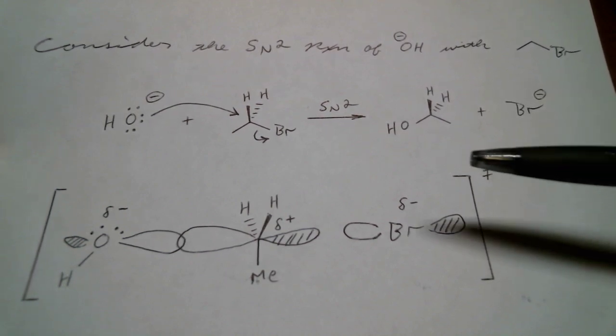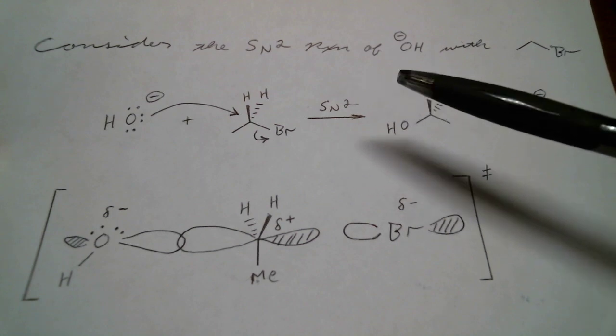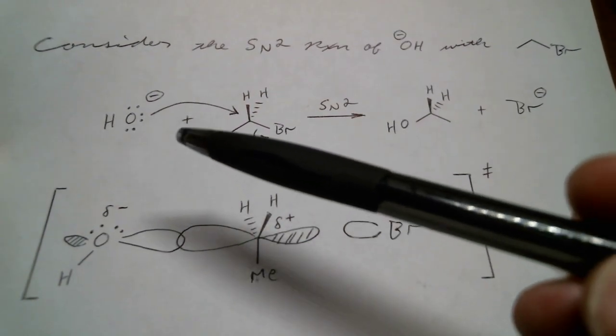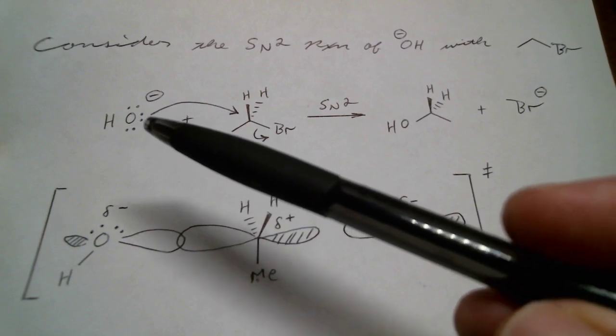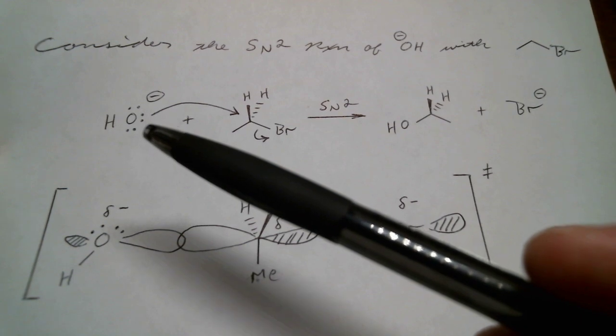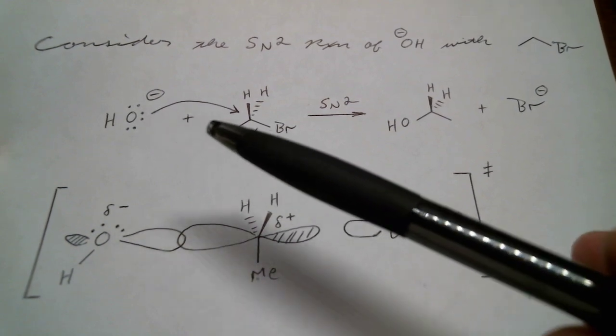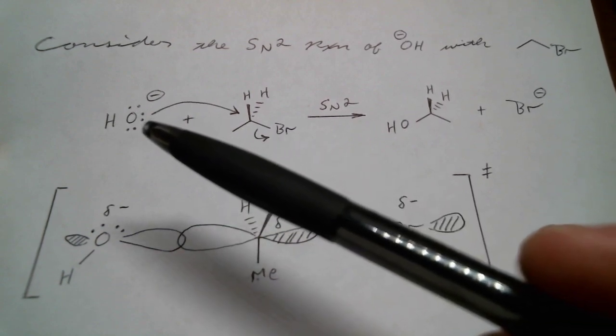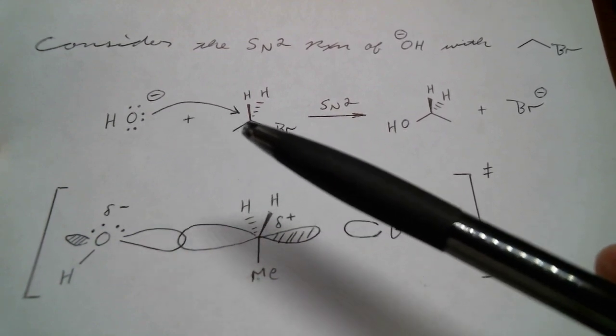Let's start by considering the SN2 reaction of hydroxide with ethyl bromide. So here we have our hydroxide anion. We were drawing a double-headed arrow with the tail beginning at a lone pair of electrons on the oxygen and the head of the arrow pointing towards the carbon. That's where we're going to take these electrons and use them to form a bond.